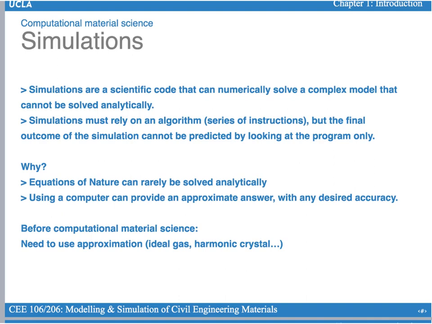So why do we need to rely on simulation? Because models cannot always be solved analytically. Whenever models can be solved analytically, this is preferable to just rely on an analytical solution because it's going to be more accurate than a simulation. But most of the time, the laws of nature or the real system that you are simulating are just too complex to be solved analytically.